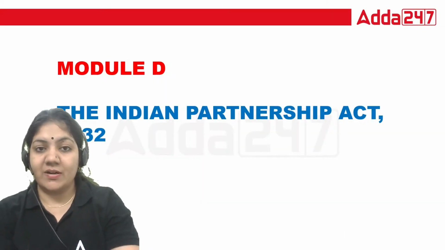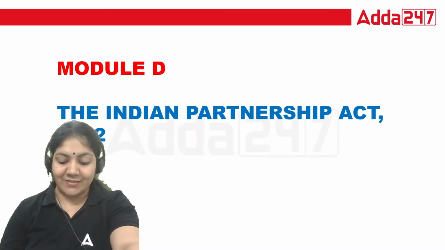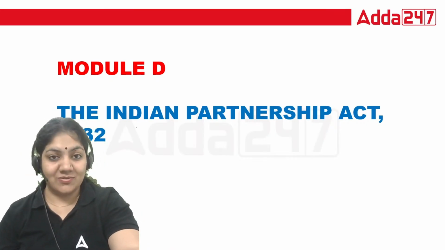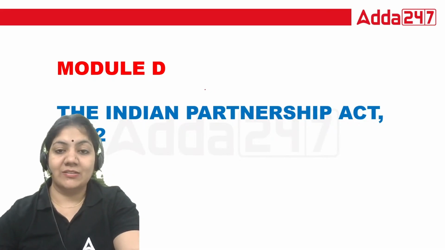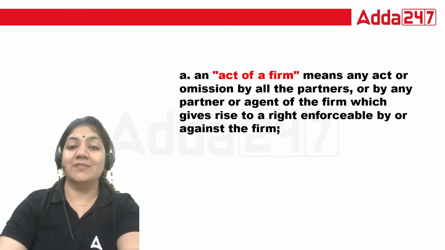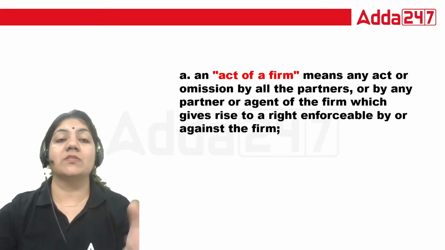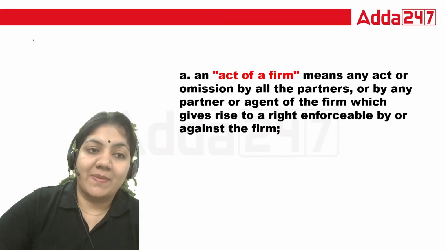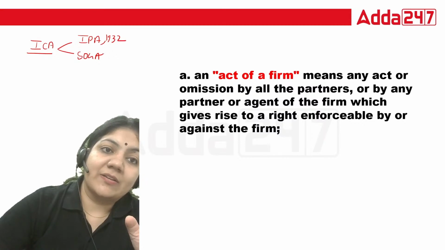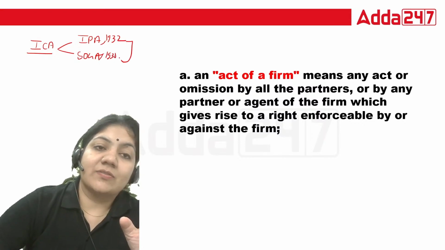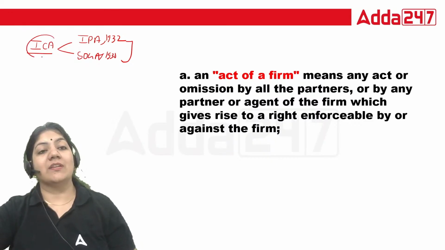Today we are going to finish two Acts. The first is the Indian Partnership Act and the second is the Sale of Goods Act. In the Indian Partnership Act 1932, first is the act of the firm. We know that from the Indian Contract Act, two Acts have been removed: the Indian Partnership Act 1932 and the SOGA 1930. These two Acts are included in this.